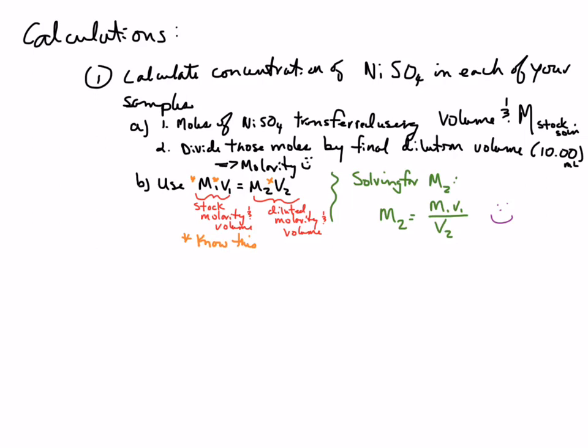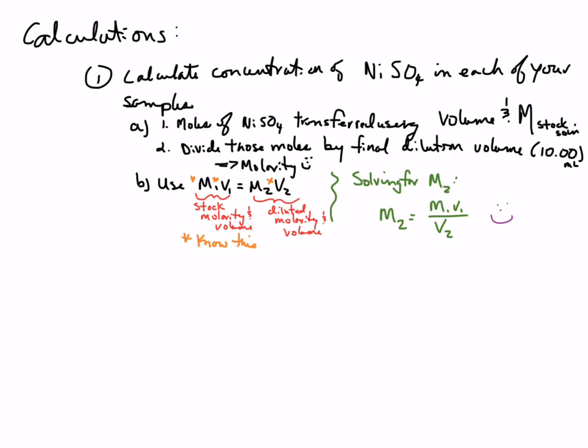V2. So for instance, for your first dilution, it would be the molarity of the stock, 0.392, times the volume of the stock, 2.00 milliliters. I would still use units, so it would be 0.392 molar times 2.00 milliliters divided by 10.00 milliliters, because that's the volume of your diluted solution. Okay, I'm going to add that.